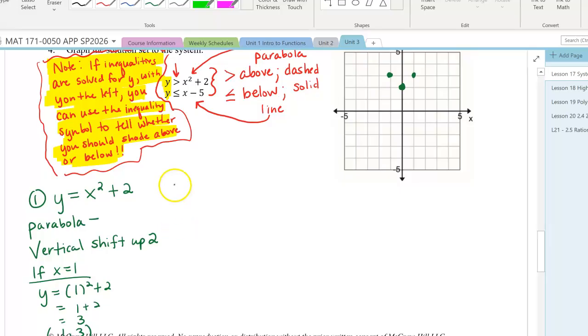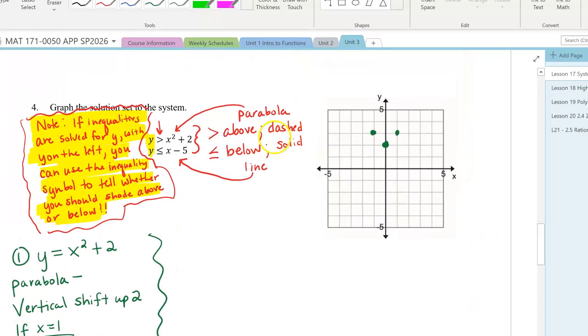Remember, this parabola is dashed because there is no equals to. So when I go to graph it, I'm going to graph it with a dashed curve.